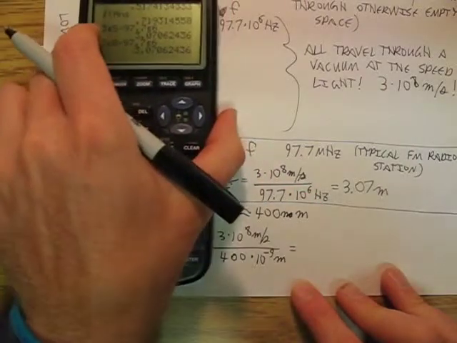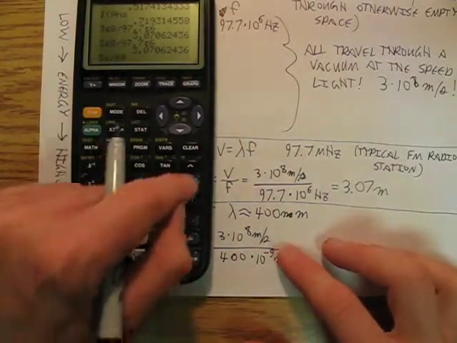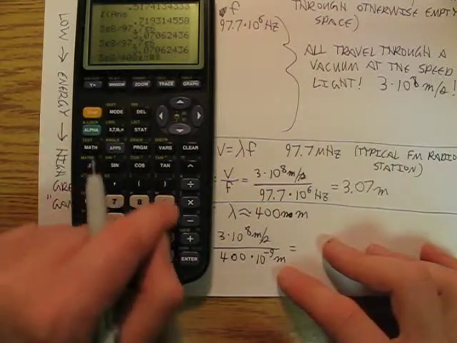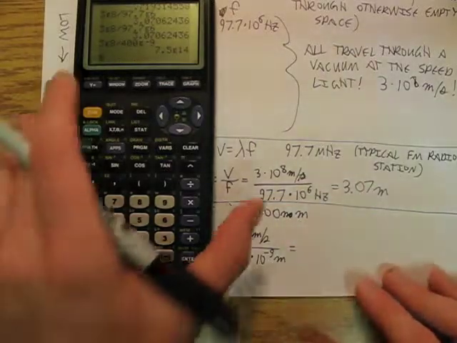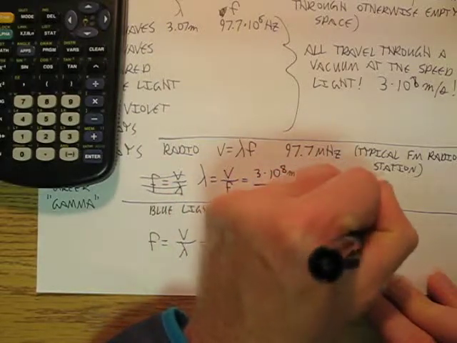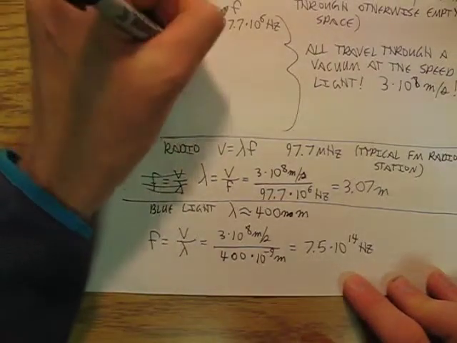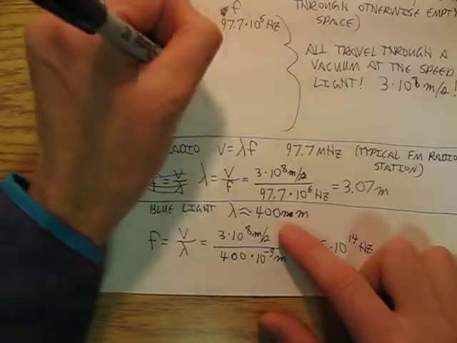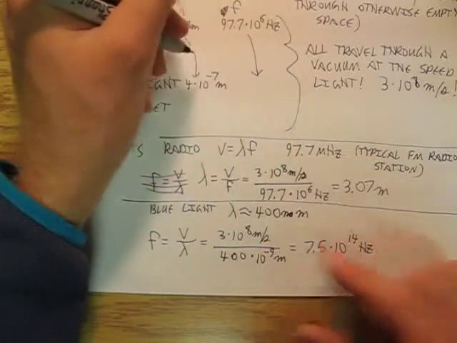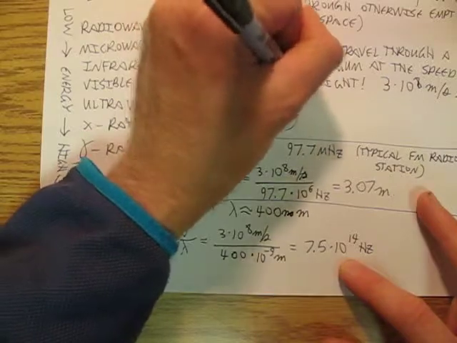And so I'm going to get a frequency there, 3 times 10 to the 8th divided by 400 times 10 to the negative 9th, and I'm going to get 7.5 E14, so 7.5 times 10 to the 14th hertz. So down here, my lambda is about 4 times 10 to the negative 7th meters, and my frequency is 7.5 times 10 to the 14th hertz.